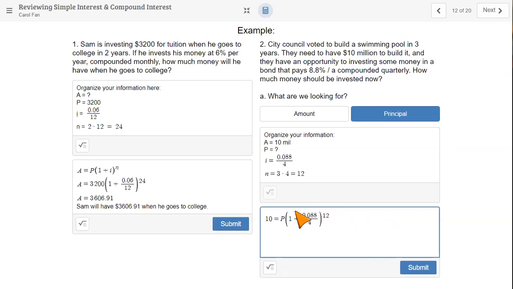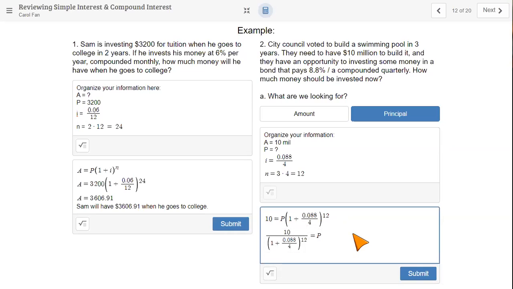I'm going to take this whole thing as a chunk and divide it, because I know that the opposite of P times this would be dividing by this. So we have 10 divided by 1 plus 0.088, or sorry, 1.088 divided by 4, all to the power of 12, and this is equal to P.